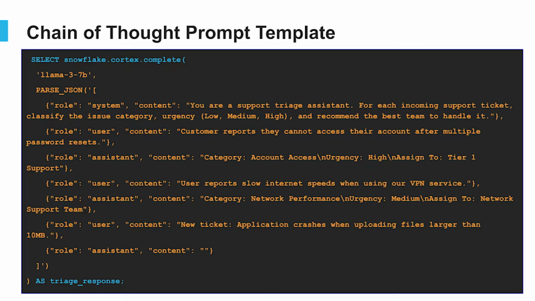Another element is also building trust. So stakeholders are more likely to trust and act upon automated insights when the AI system provides a transparent, logical justification for its analysis rather than a black box answer. So we see a lot of benefits to using chain of thought prompting.